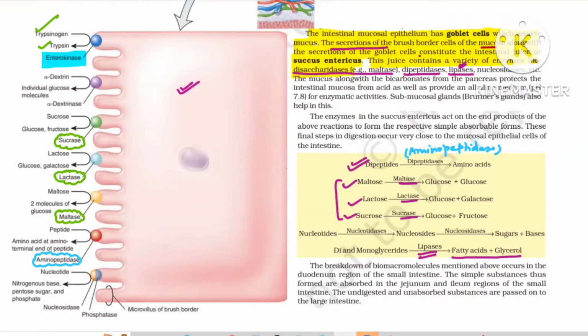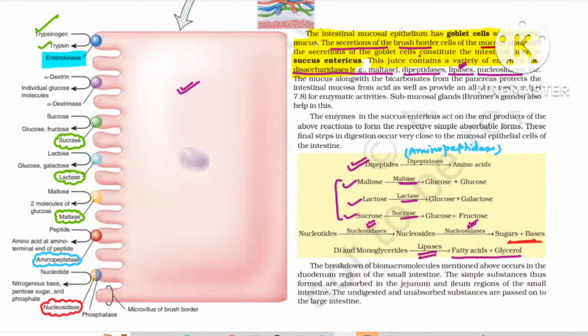Next, it has the enzyme nucleosidase. So you can see nucleotidase is present and nucleosidase is also present. You can see here in this diagram, nucleotidase is acting on the nucleotide to convert it into nucleoside. And nucleosidase finally converts it into nitrogenous bases and sugar. Is it clear? But all the enzymes, if you see, they are present on the brush-bordered cells of the mucosa.